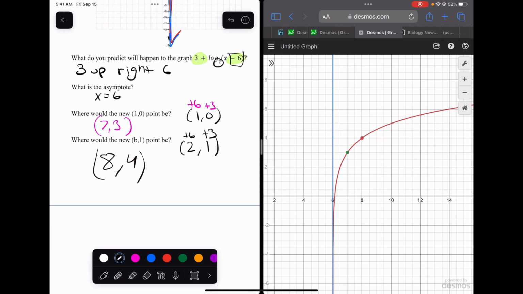So whenever you get a function like this, the 3 things you're going to have to look for is you're going to have to transform your 1, 0 point, transform your base 1 point, and figure out what your asymptote is. Then you also should be able to describe the transformation. Did it go up, down, left, right? So yeah, all right.